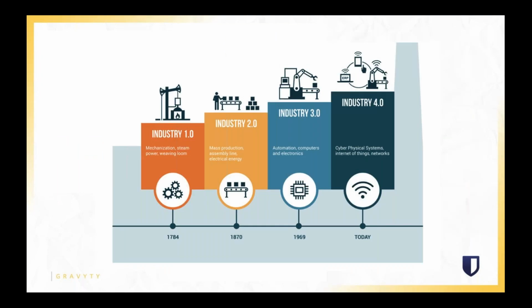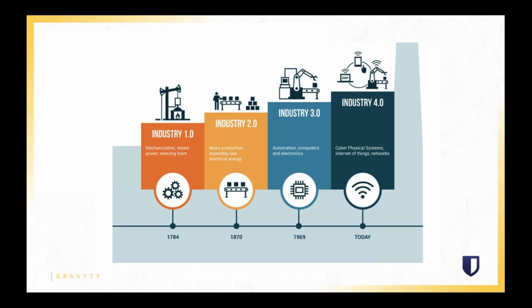As we look at where we are in the general landscape of artificial intelligence, we know that we're in this fourth industrial revolution. Industry 1.0 was true mechanics. It was steam power, it was weaving looms. Industry 2.0, mass production. They had assembly lines. There was electric energy. Industry 3.0 was automation. There's computers. It started in the 50s and the 60s. And now we're at the 4.0 version of this industry, the fourth industrial revolution.